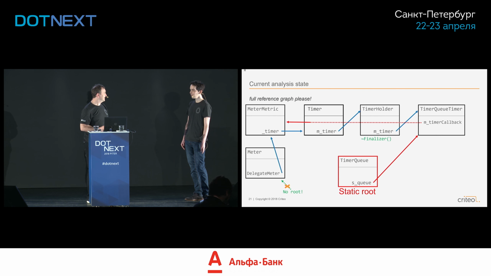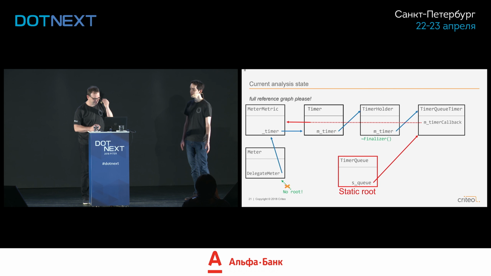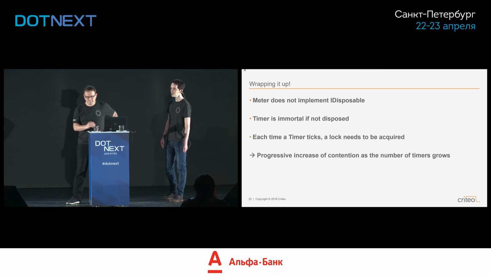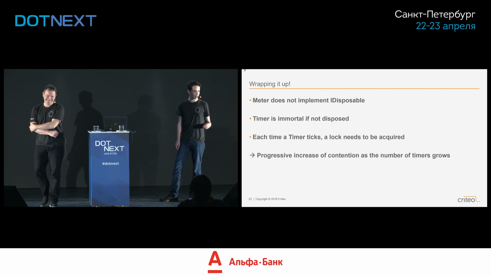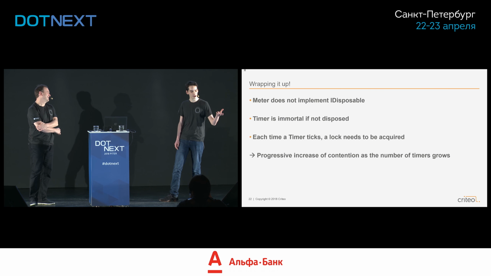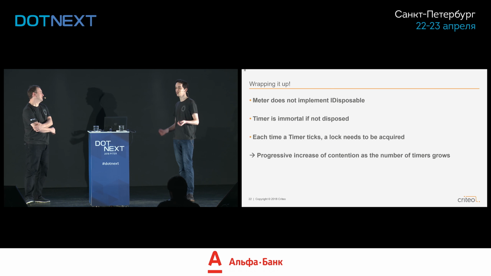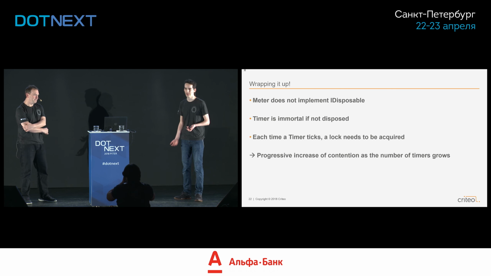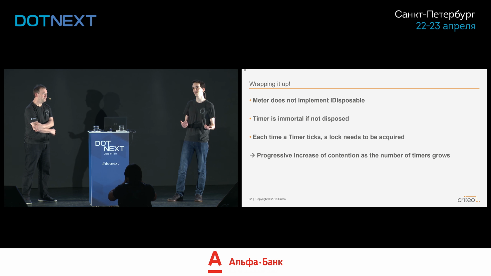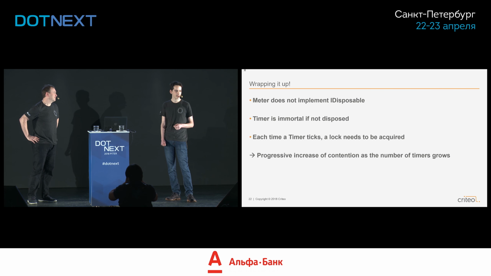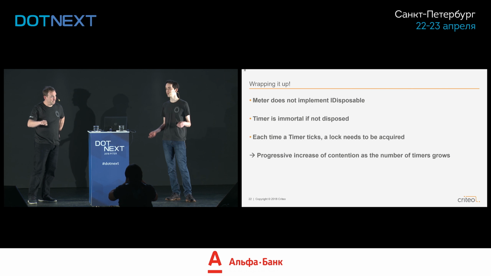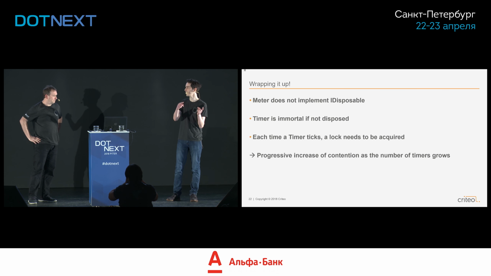And here we are. Okay, so let's summarize everything that we discovered. First thing, Christophe is sneaky. Then we have a few facts. The meter type that we use at Criteo does not implement IDisposable. That's our fault. So that explains why nobody is disposing it. We also discovered that timers are immortal if they are not disposed and if they reference the class that is keeping them.